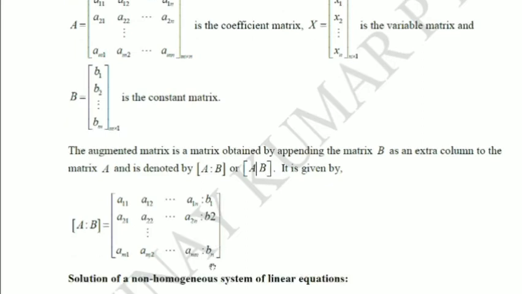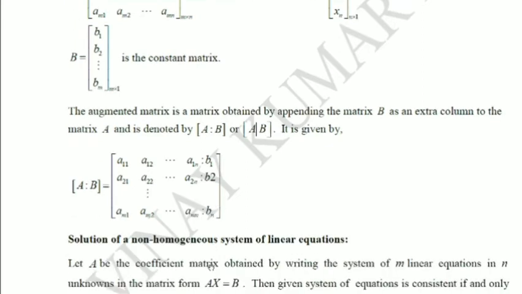And we know that any system of equations is consistent provided it has a solution. So that means a non-homogeneous system of linear equations may be consistent or may not be consistent, that is, inconsistent. If a solution exists, then the non-homogeneous system of linear equations is consistent. If it does not exist, then it is inconsistent.